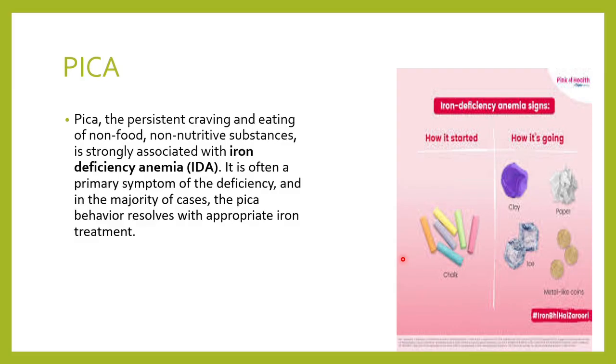You know, they have this craving and persistent craving for non-nutritional food like chalk, clay, ice, paper. They feel like eating such substances, raw rice. This is called pica. Especially we see this with iron deficiency anemia. So they want to eat such non-nutritive substances. This is called pica, and this improves when we treat the patient with iron supplements, etc. So pica is also one of the symptoms of anemia.